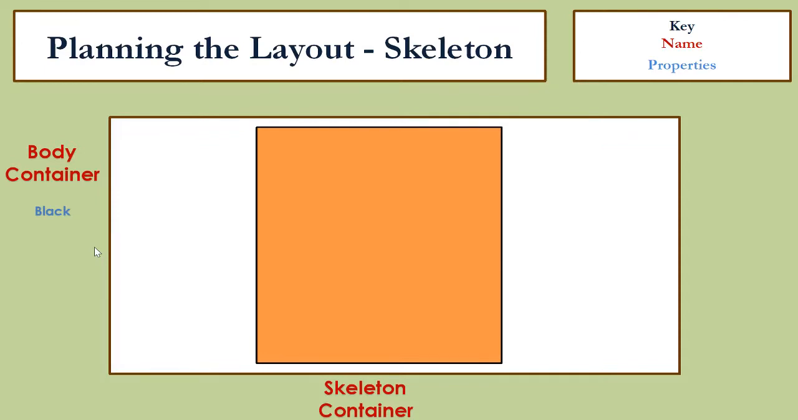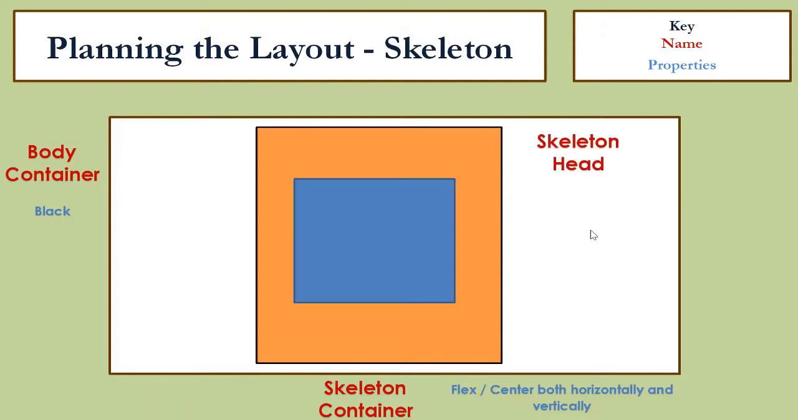Then we should be thinking, where do we want to position it? We want to position it in the middle. So we should be making sure that we have a flex property, and we want to make sure we've aligned it horizontally and vertically. Now that we know that we need to make two boxes, the first box is the head. We can add the skeleton head to it.